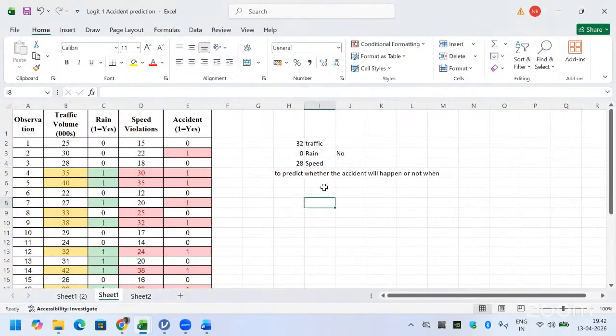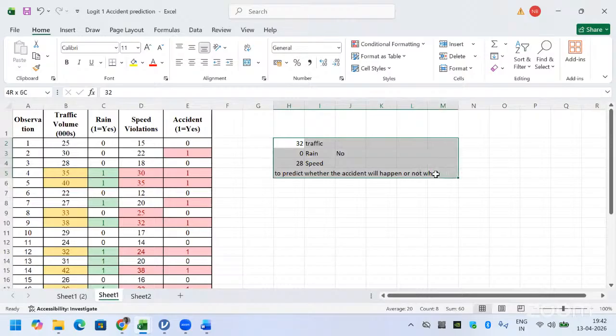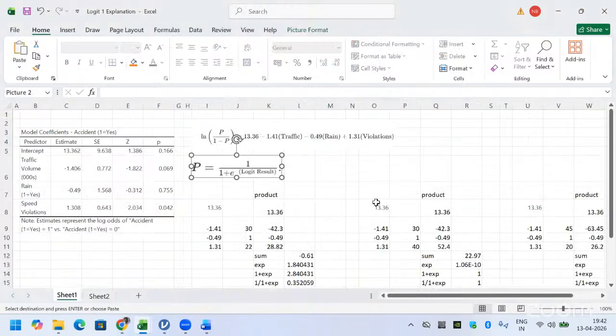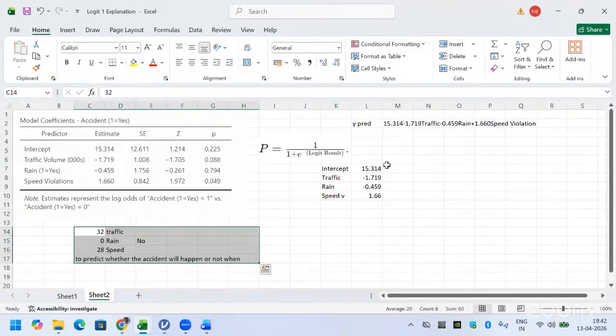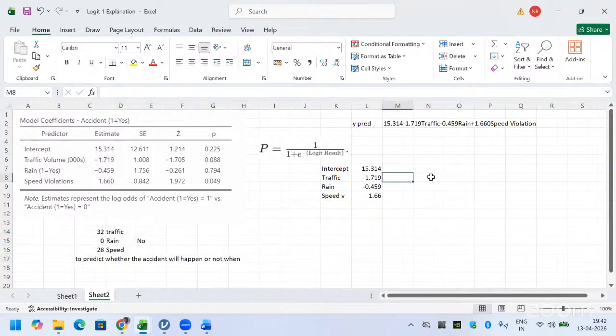So as I already told, what is my expectation? I just wanted to check. So this is what I'm trying to predict here. Suppose my traffic is 32 here, I'm just writing 32. And there is no rain. If there is no rain, it should be treated as 0. If there is rain, it should be treated as 1. And speed violation limits are 28.